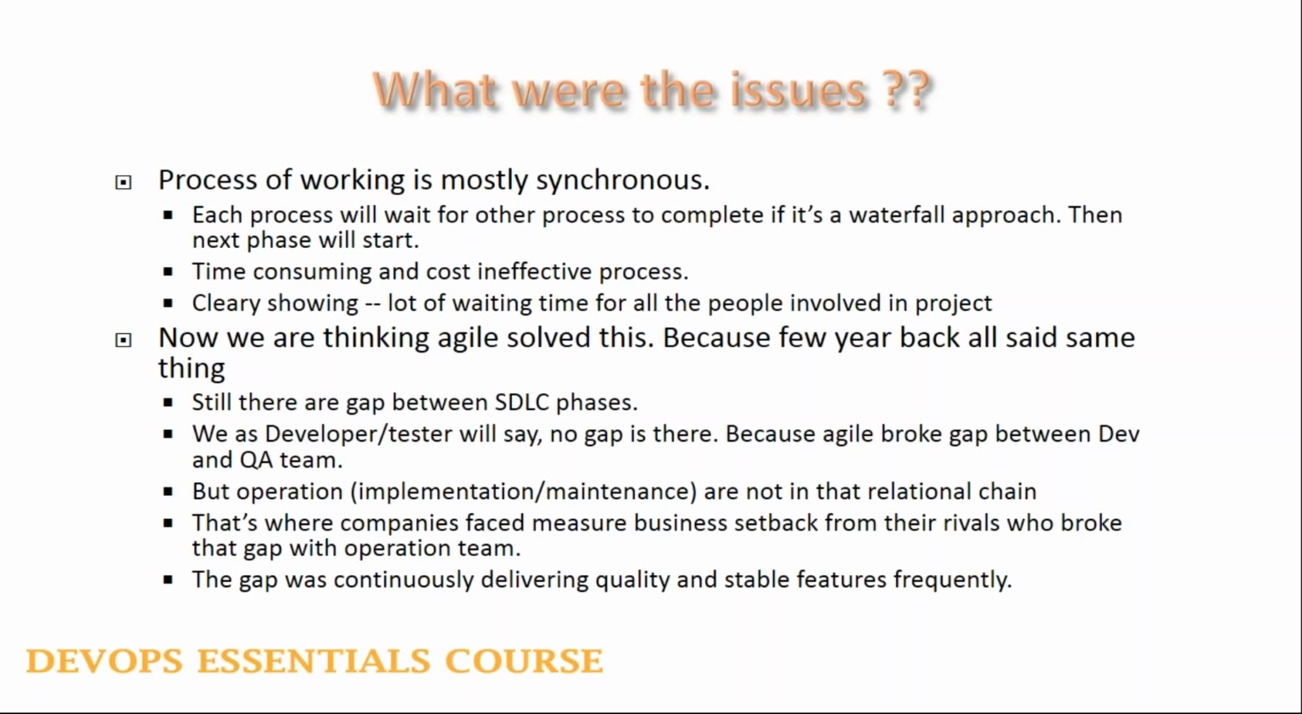So we have come up with a solution, DevOps. DevOps is going to solve the limitations of Agile. People say DevOps is an Agile extension. Definitely, DevOps is an Agile extension, but with more tools, more integration, and more process-oriented features. In the case of Agile, operations are not in the relational chain. Now we want them to be, so we are making them part of our software development lifecycle through the DevOps model.